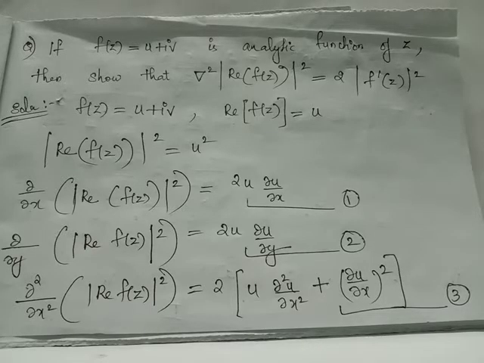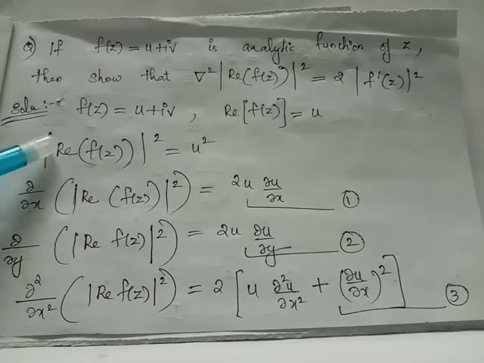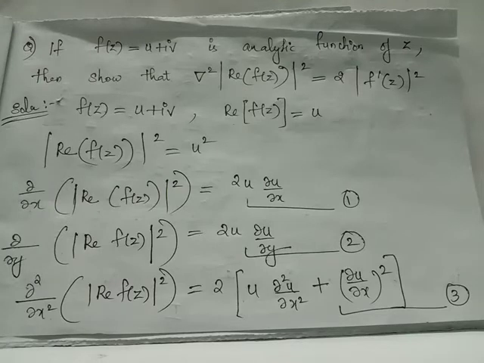So first we will be evaluating dou by dou x and dou by dou y applied over this desired input. We obtain dou by dou x of modulus of real part of f of z the whole square as 2u into dou u by dou x. Similarly, when we carry out partial differentiation with respect to y, we obtain 2u into dou u by dou y.